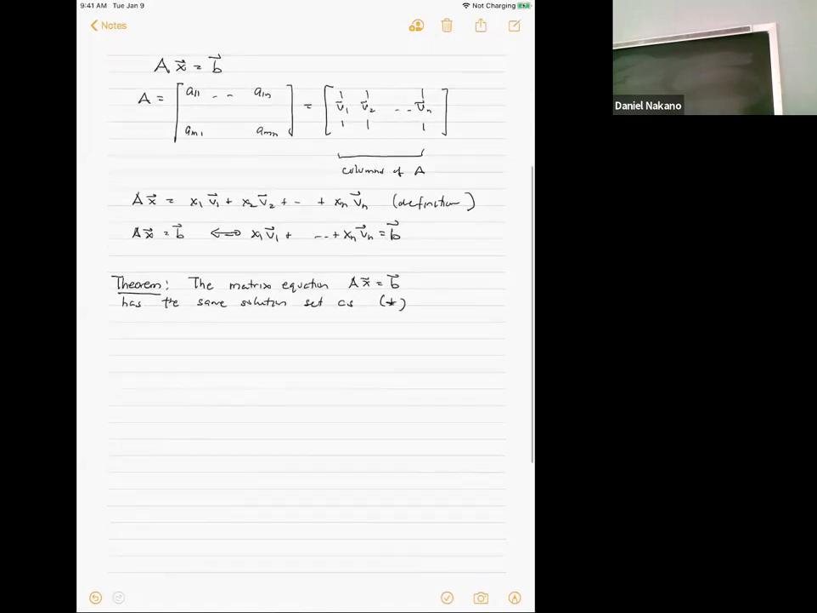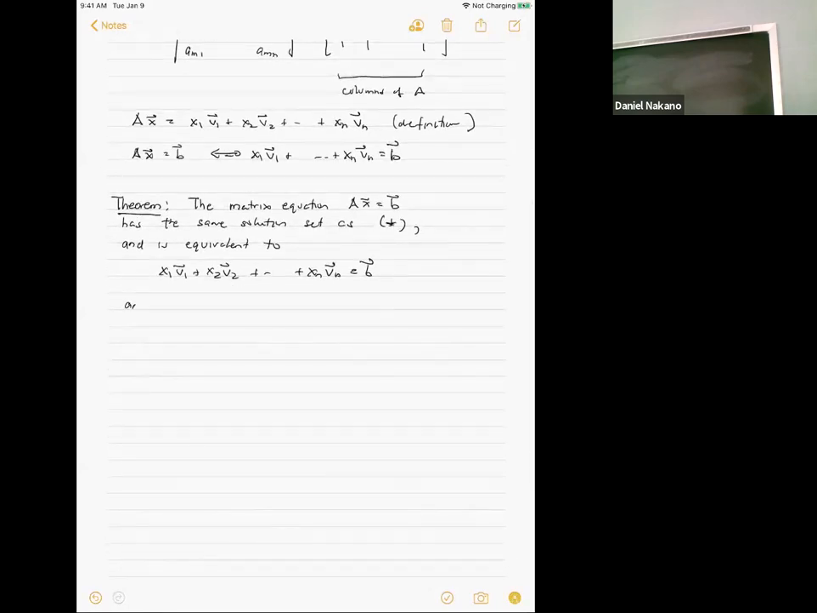And it is equivalent to this system up here, x1 v1 plus x2 v2 plus xn vn is equal to b. Okay? And it is equivalent to solving this system using Gaussian elimination.